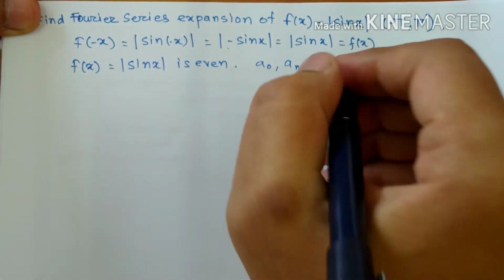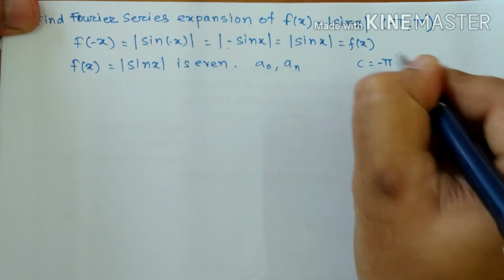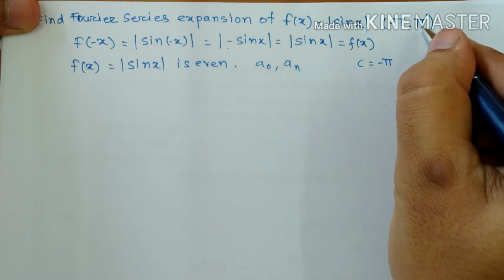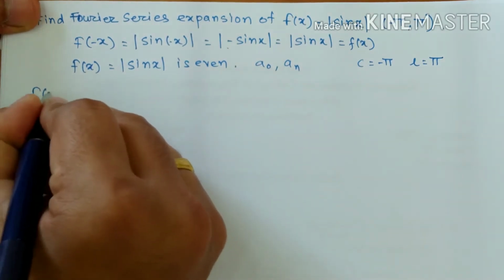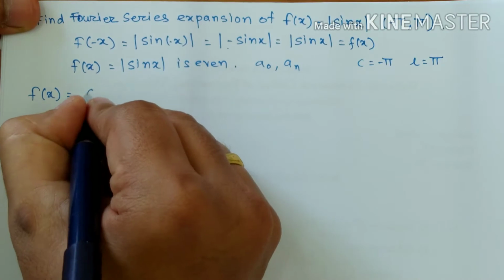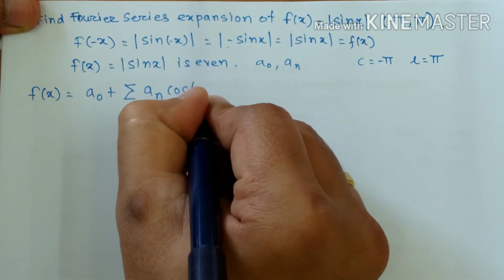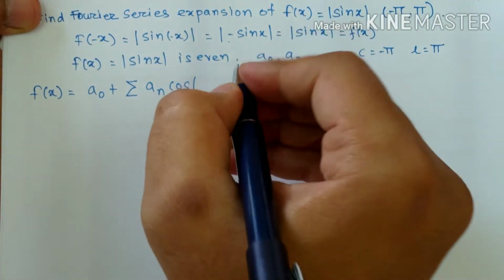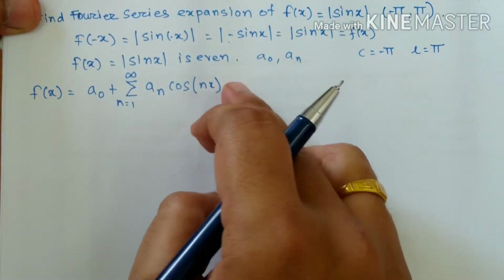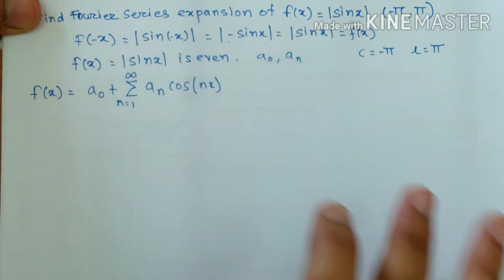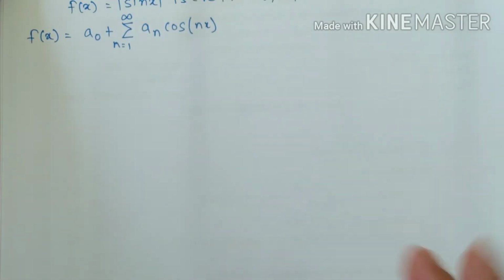Okay. Now the next point is, what is the value of L? The c is minus pi and c plus 2L is equal to pi. Hence of course L equals pi. Therefore we can write the general form of the Fourier series as f of x is equal to a0 plus summation an cos n pi x upon L, but the value of L is pi, hence we write only cos nx. n runs from 1 to infinity. Of course the term Bn is 0 because the function is even. Now we are going to calculate these values one by one, that is a0 and an.